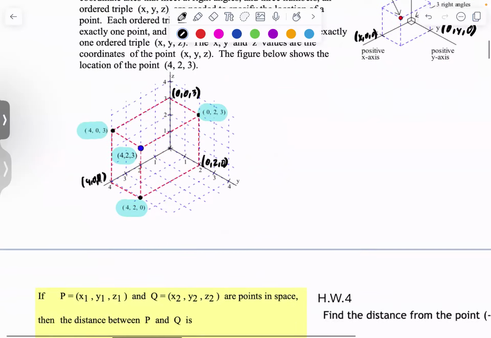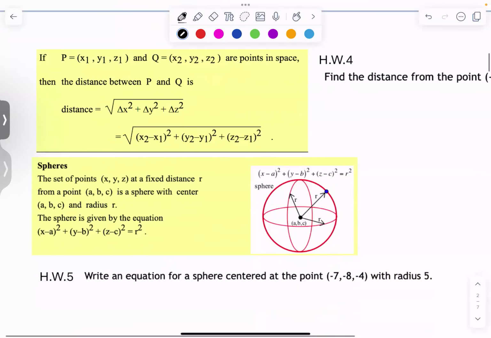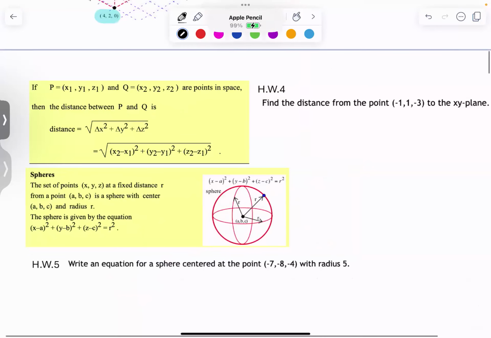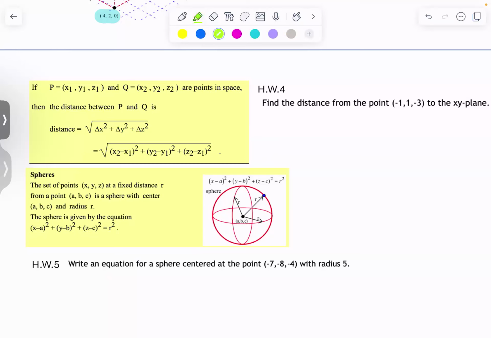So let's talk about some things we can do in 3 space. If we have 2 points, x1, y1, z1, and the other one is x2, y2, z2, the distance between them, and we have our typical distance formula. This is nothing new here.